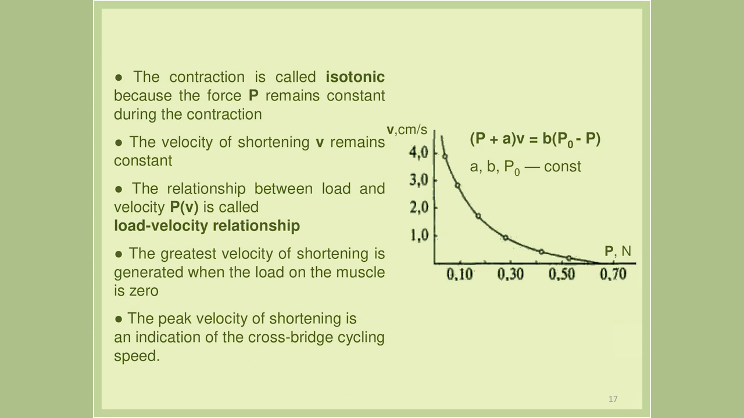The relationship between the load and velocity is called the load-velocity relationship, and it is illustrated by the graph shown on this slide. What follows from this graph? The greatest velocity of shortening is generated when the load on the muscle is zero. The peak velocity of shortening is an indication of the cross-bridge cycling speed. The cross-bridge is the moving element of the muscle.